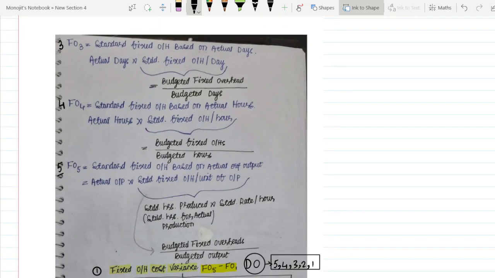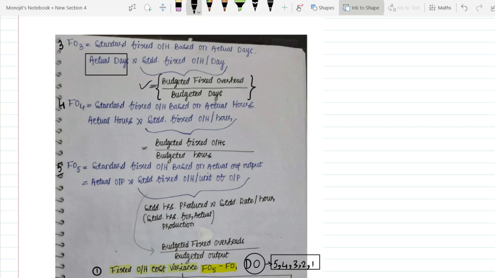FO3 is standard fixed overhead based on actual days into standard fixed overhead per day. Standard fixed overhead per day can be calculated as budgeted fixed overhead divided by budgeted days.